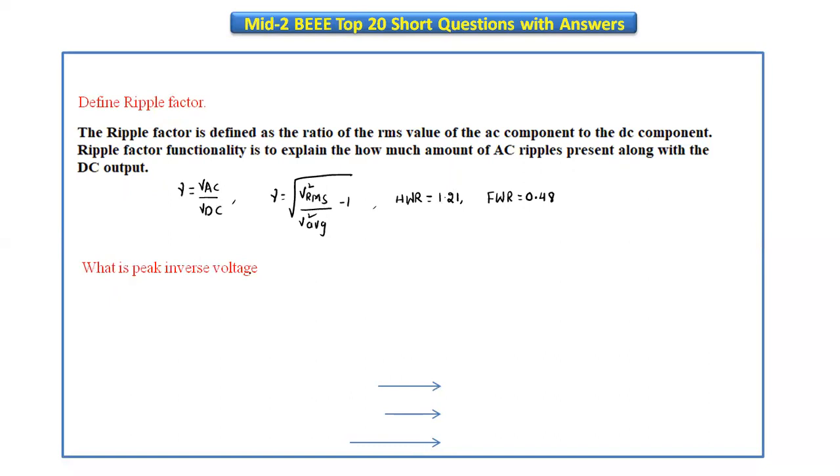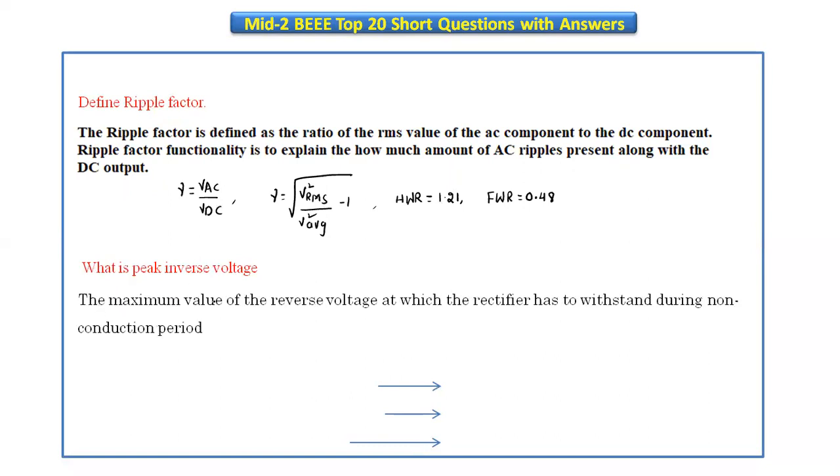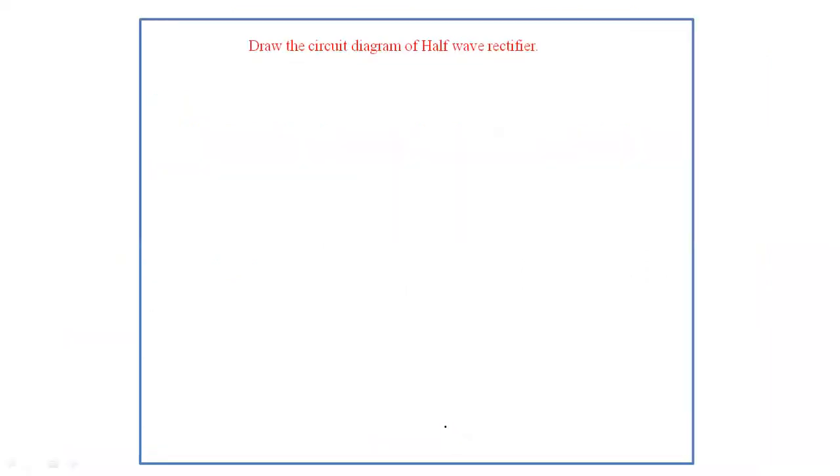Next, what is peak inverse voltage? It is the maximum value of the reverse voltage which the rectifier has to withstand during the non-conduction period. In the reverse bias condition, we get the peak inverse voltage. The peak inverse voltage of the half wave rectifier is Vm, and the peak inverse voltage of the center tapped full wave rectifier is 2Vm. Next, in the case of the bridge rectifier, the peak inverse voltage is improved, that is Vm. So this is about the peak inverse voltage.